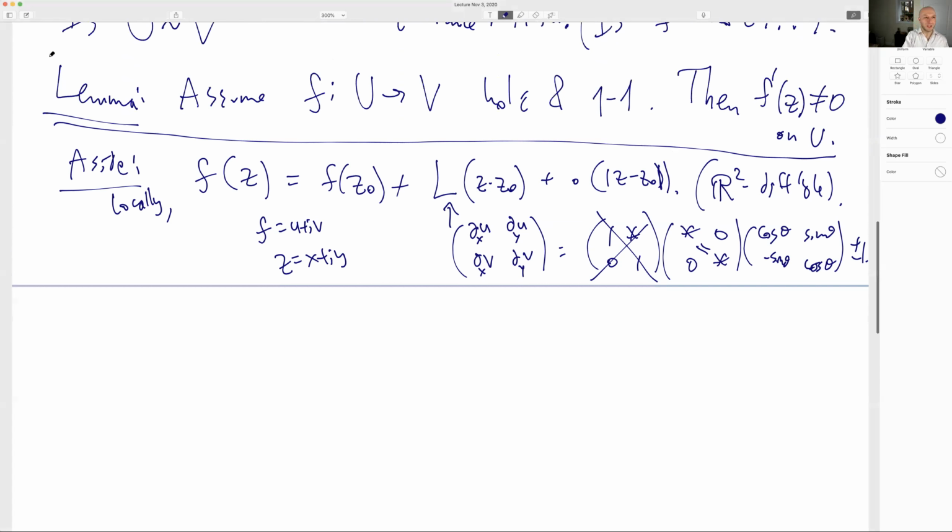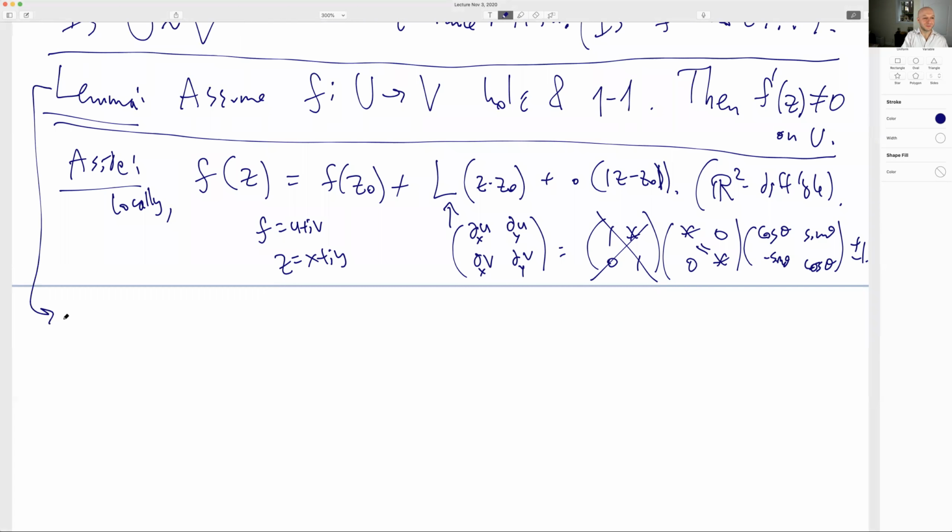Okay. So here's the lemma. So let's prove this. In fact, we'll prove the contrapositive. So assume f prime of z0 is 0. Okay, assume there exists a z0 in U so that f prime of z0 is 0.